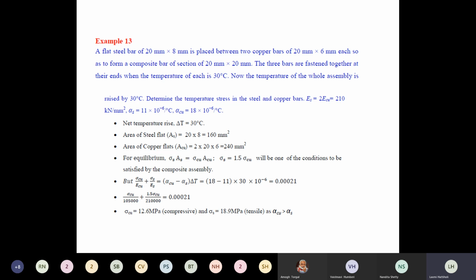So for equilibrium, sigma s As is equal to sigma c into Ac, correct? So usually we take force in copper is equal to force in the steel. Force is nothing but stress into area. So we know this compatibility equation, right? So sigma s As is equal to sigma c Ac. Now you know the value for area for steel and area for copper.